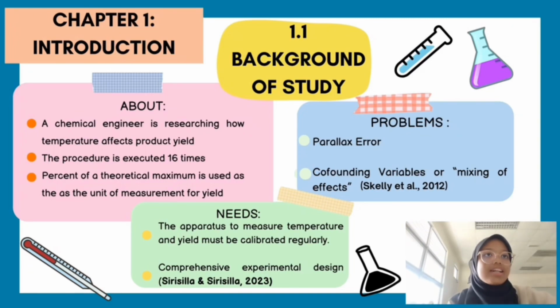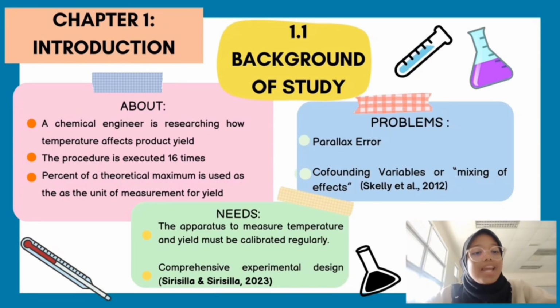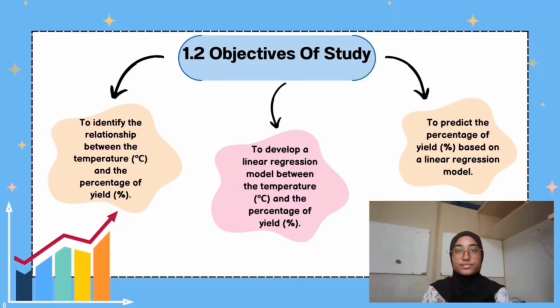There are some needs that are necessary while conducting the study. First, we have to ensure that the measurement of the study and yield must be accurate by calibrating apparatus regularly. It is to avoid any calibration error. Lastly, comprehensive experimental design. This is because the study requires a wide range of temperatures, which is 110 degrees Celsius to 143 degrees Celsius, to determine the relationship between two variables, which is temperature and the percentage of yield. Thus, this study highlights the importance of temperature control in various chemical processes to enhance product yield and quantity.